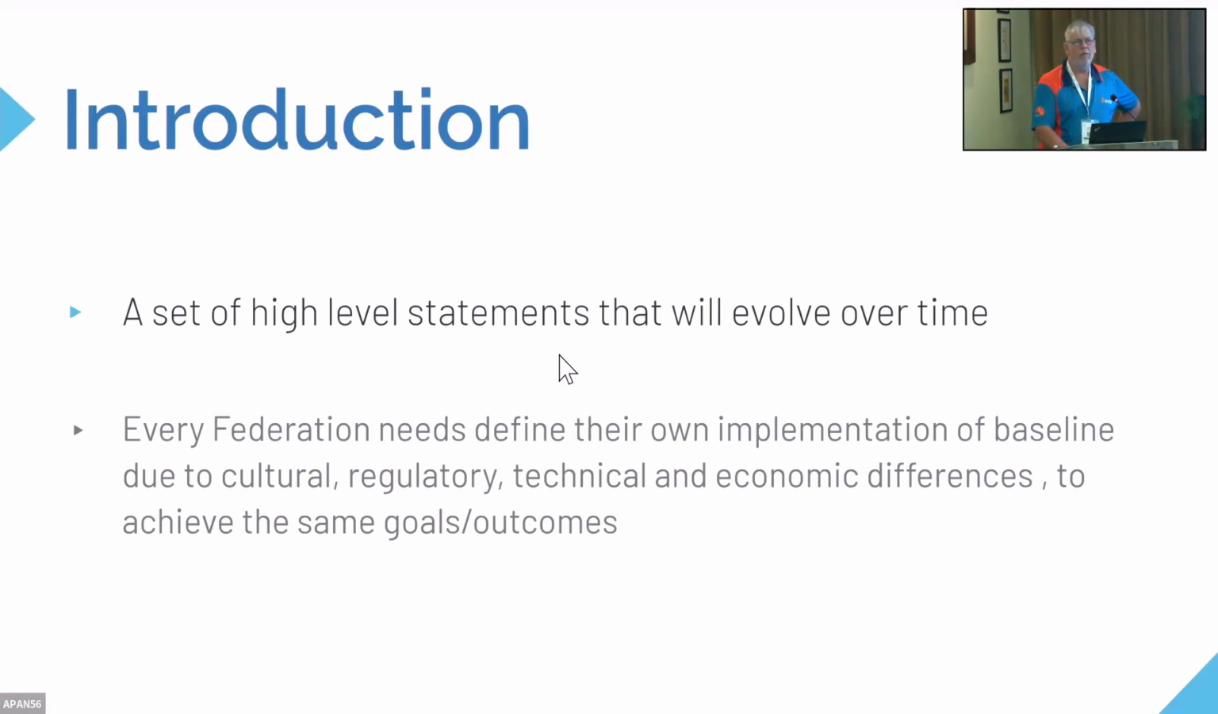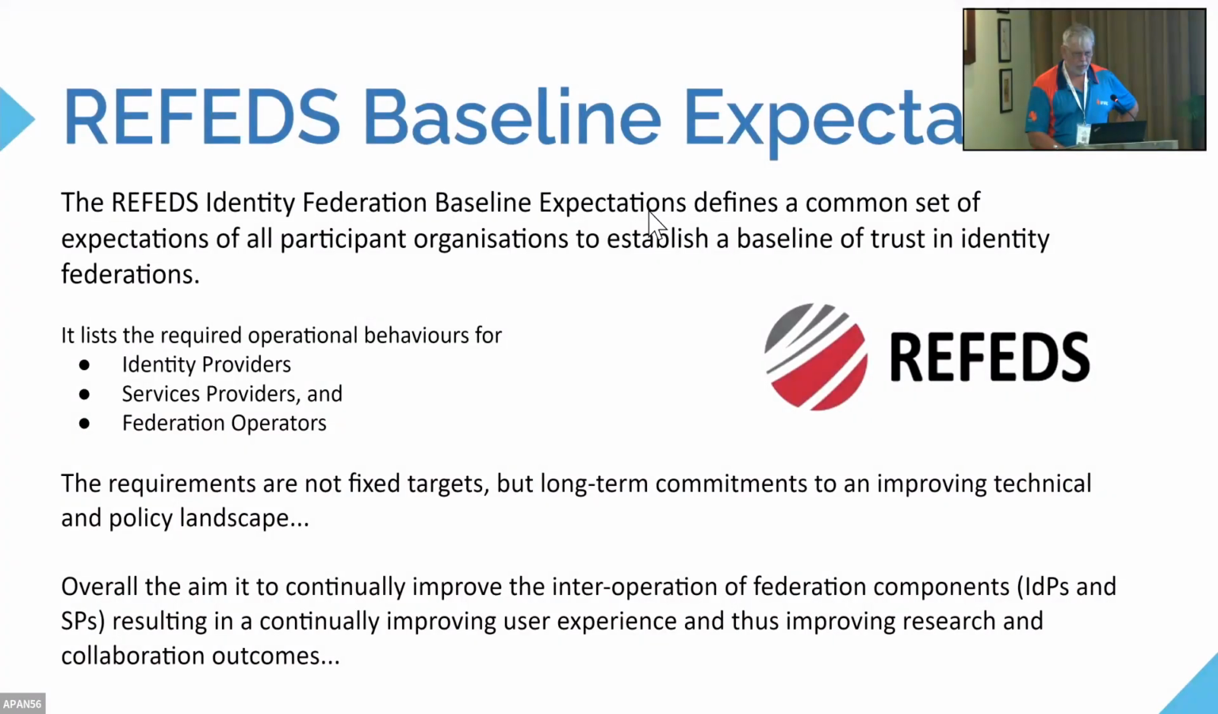We in the AF are a bit behind in this space, even though I think we already meet the baseline expectations. We haven't actually gone through a formal process to check everybody off, but that's something that is in train at the moment. It's about IDPs, service providers, federation operators, all the players in the federation space. They're not fixed-term targets, but long-term commitments, to improve the technical and policy landscape of federations.